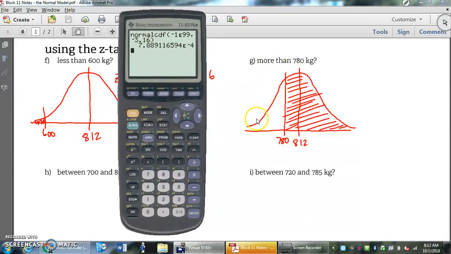If we wanted to do a more than, there's a couple ways we can do it. If we want to, we can keep most of the process exactly the same and think about how we did it with the z-table. I'm going to go ahead and find my z-score. So 780 minus 812 over 67 equals, let's do that on here because I forgot what that equaled. Probably could have figured that out beforehand, but I didn't.